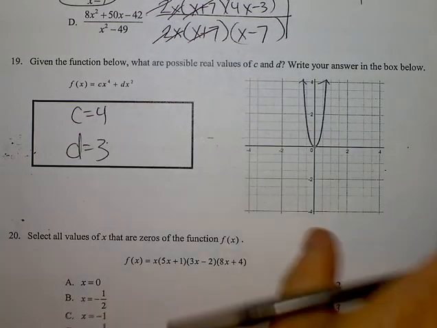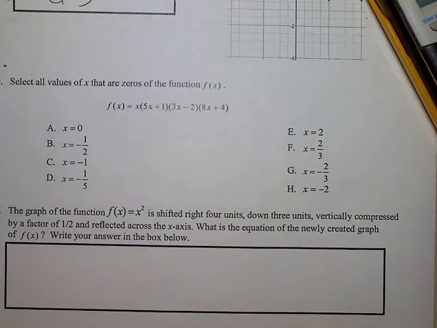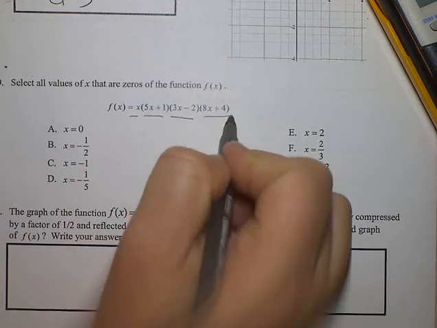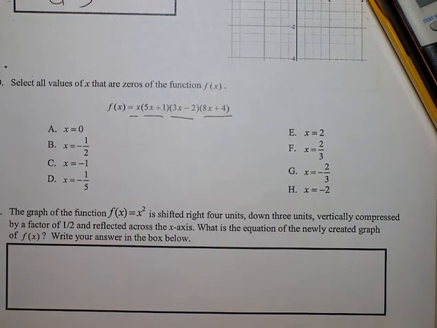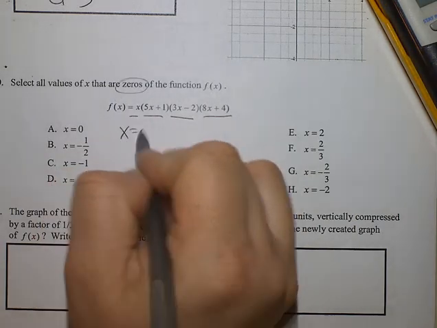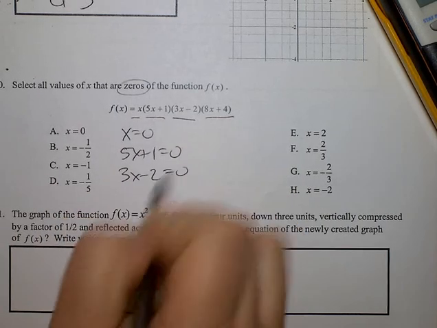Okay, let's go down to the next one. There are 4 different factors here. Factors is the right math term you want to get used to. So I'm going to have you underline them with me. Here are the 4 different factors. And we're going to set each factor equal to 0 to find the zeros. So x equals 0, 5x plus 1 equals 0, 3x minus 2 equals 0, and 8x plus 4 equals 0.